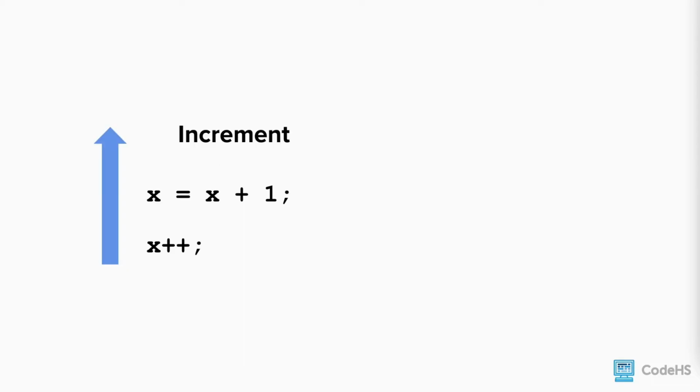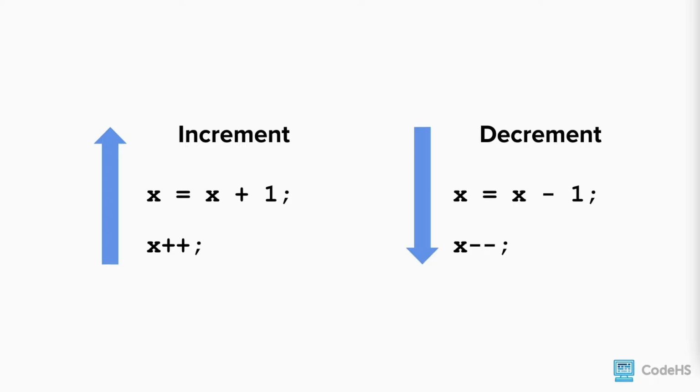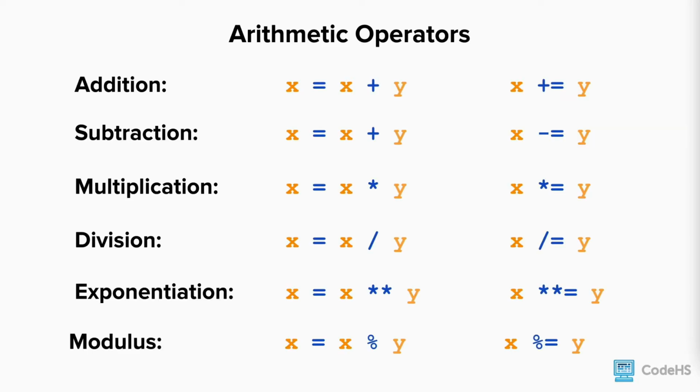To increment means to increase the value of the variable by 1. To do this, we reassign the variable to itself plus 1. The shorthand version of this is to write the name of the variable and follow it by two plus signs. To decrement means to decrease the value of the variable by 1. To do this, we can reassign the variable to itself minus 1, or we can take a shortcut and write the name of the variable followed by two minus signs.